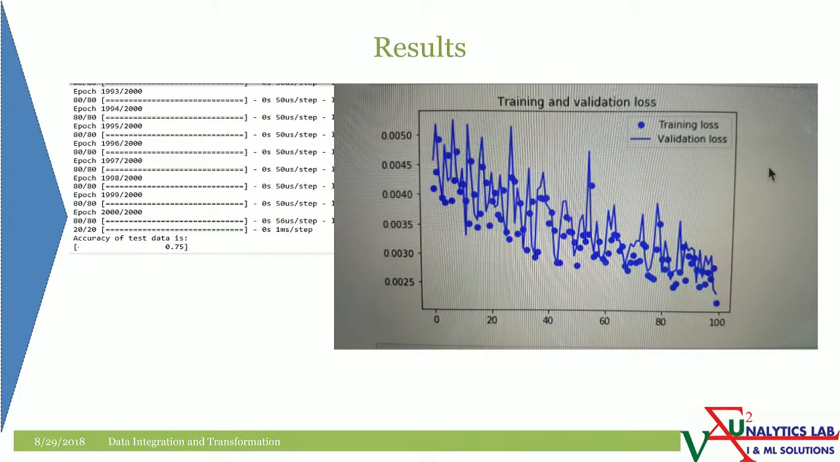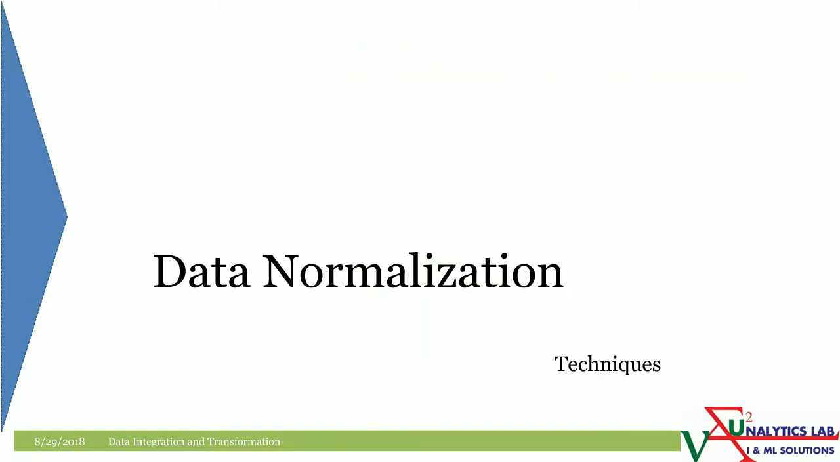And we are almost able to achieve about 75% accuracy, and this is just the loss and the accuracy graph that we have for both training and test data. So that is the first results of our data integration, the first session that we have covered.